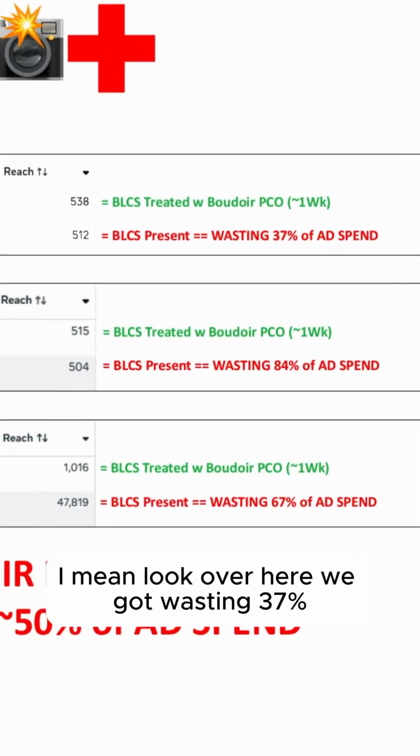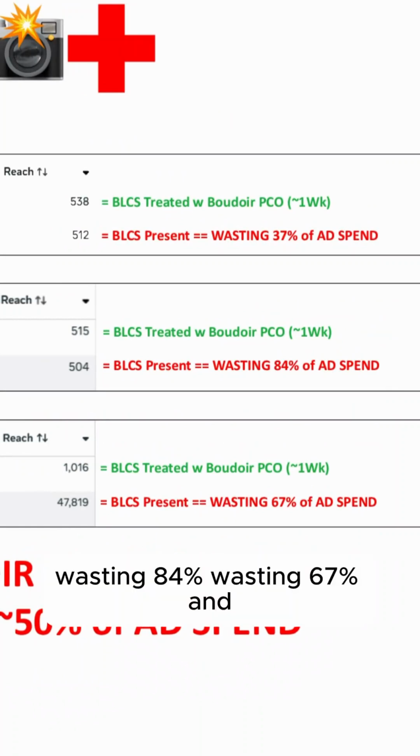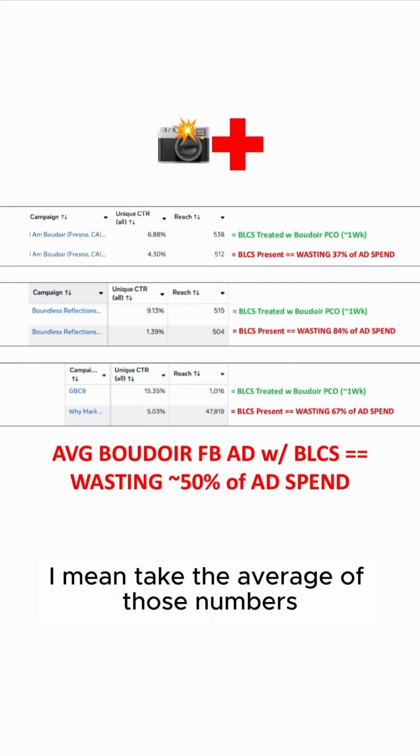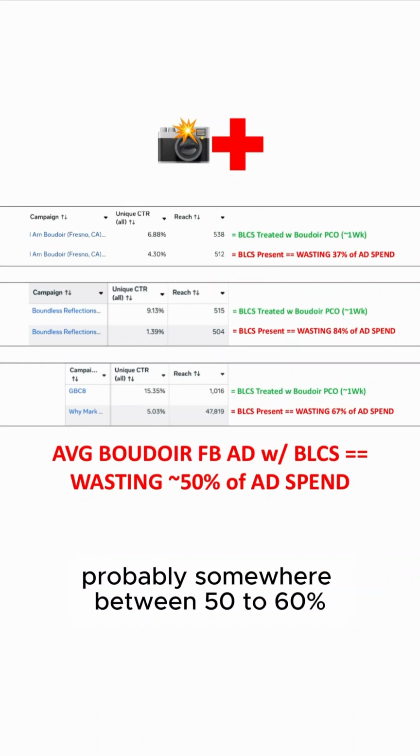I mean, look over here. We got wasting 37%, wasting 84%, wasting 67%. I mean, take the average of those numbers, probably somewhere between 50 to 60%.